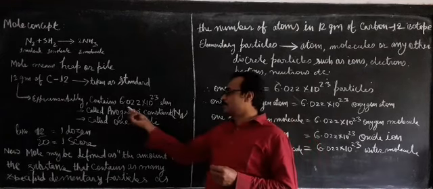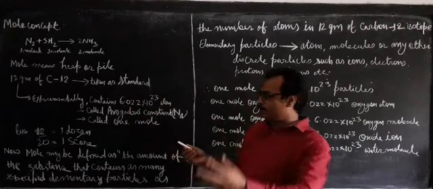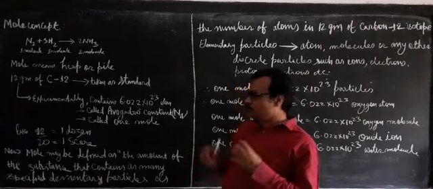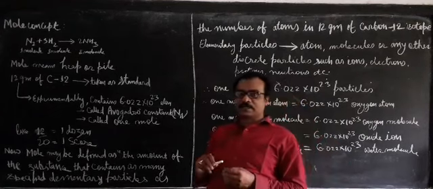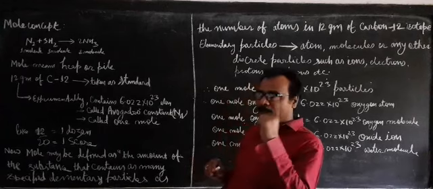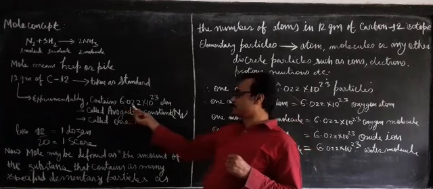If you have been given 6.022 into 10 power 23 mangoes, then you will say we have got 1 mole of mangoes. So, mole is nothing, it's a unit to count the number. And how many numbers does it represent? It represents this much number.